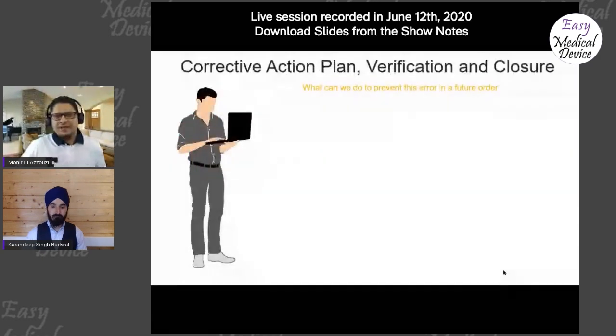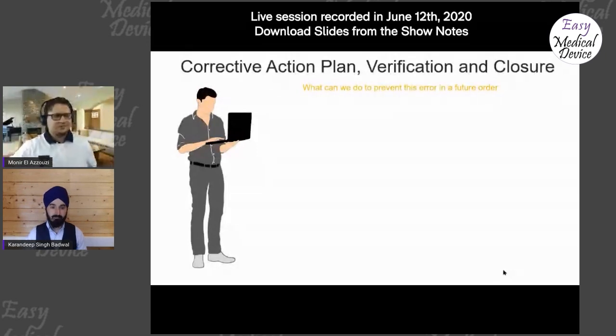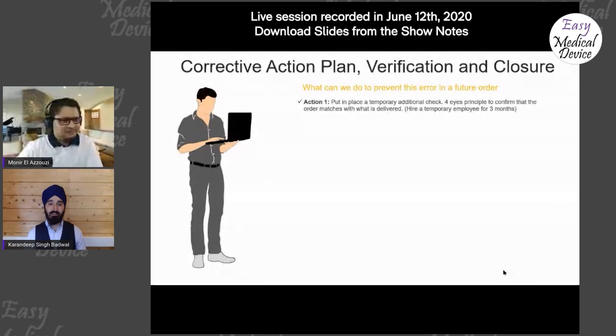So what is the action plan that we think or assume can solve this issue? Okay, so there's many different ways of going about it. But today, I'll be discussing with you, in my opinion, how I would best go about it. So what can we do to prevent this error in the future? That's the key here, what we're trying to get.